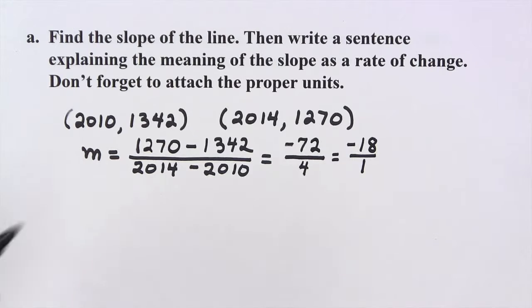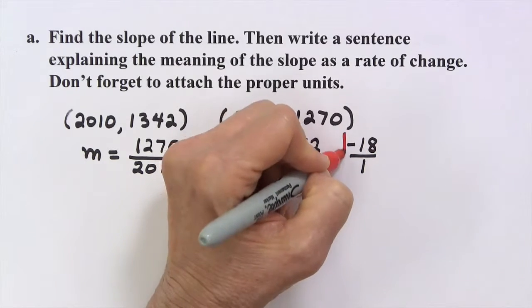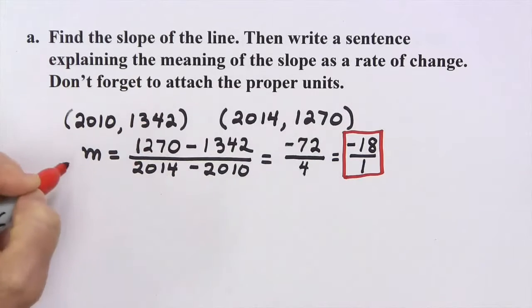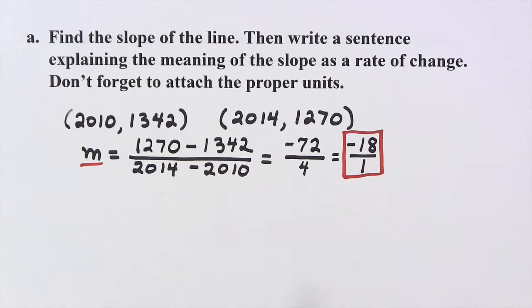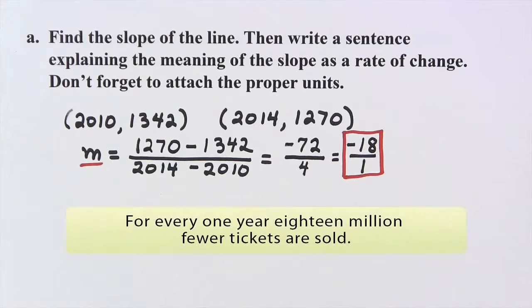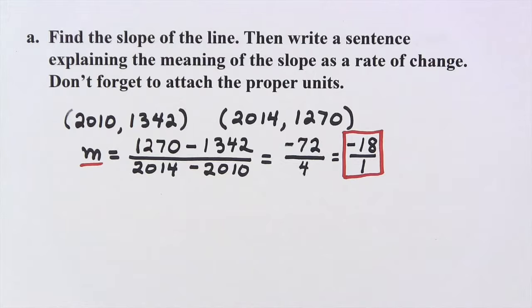But now let's write a sentence explaining the meaning of this slope as a rate of change. Remember, in the numerator we have y values, so that has to do with ticket sales, and in the denominator, those are the x's, so that has to do with years. So my sentence is, for every 1 year, 18 million fewer tickets are sold. Fewer tickets because we have negative 18. So that's part A. Let's move on to part B.